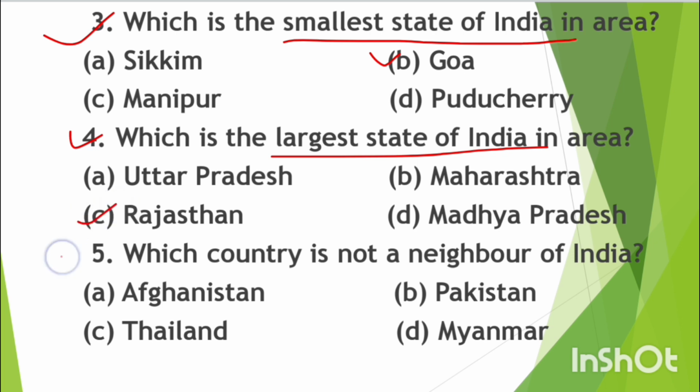Next question, question number 5. Which country is not a neighbor of India? Option number A, Afghanistan. Option number B, Pakistan. Option number C, Thailand. And option number D, Myanmar. So answer for this question, option number C, Thailand.